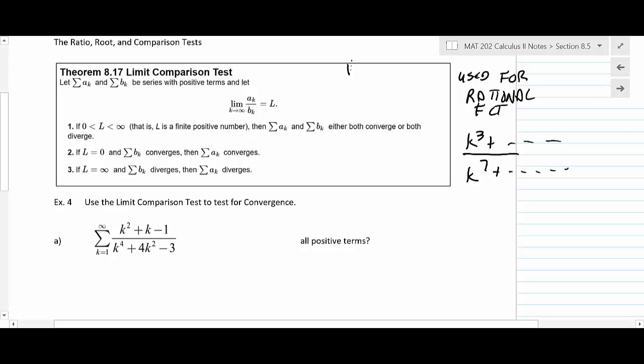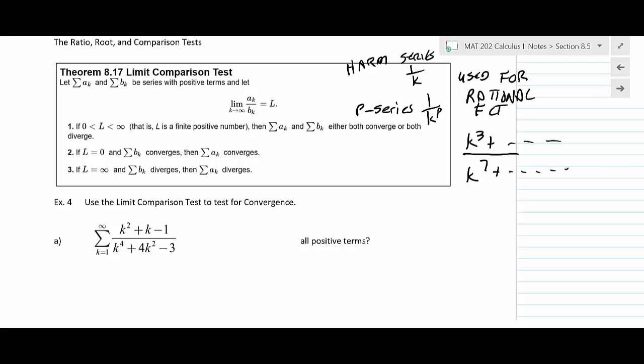Usually what you're going to use is to compare it to the harmonic series, 1 over k, or to a p-series, where you have 1 over k to the p power. So what you're looking for, and this is why you use a rational function, if you block off all those terms right there, isn't that just 1 over k squared? So that kind of looks like a p-series, doesn't it? If that was k to the third and k to the fourth, then you may end up doing something more with the harmonic series because they're 1 off.